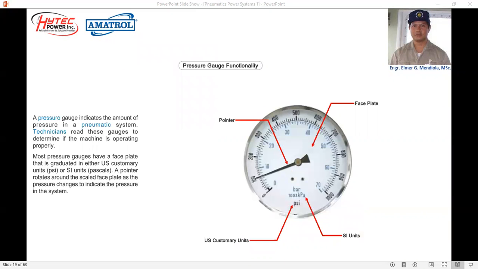The pressure gauge is one of the most important components in any system because it indicates the amount of pressure in a pneumatic system. Technicians or engineers read these gauges to determine if the machine is operating properly. Most pressure gauges have a faceplate that is graduated in either US customary units, PSI, or SI units in Pascals. A pointer rotates around the scaled faceplate as the pressure changes to indicate the pressure in the system.